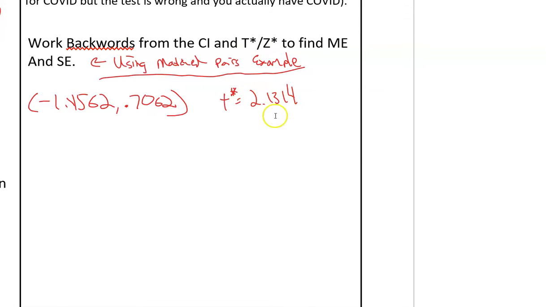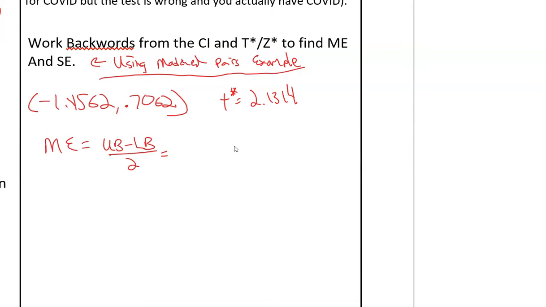You would find Z-star on that chart. But we're going to use T-star as our example here. And to find ME, you just have to know that conceptually, ME is how far you go from the middle in each direction of this right here. And how could I calculate the halfway point between these two? I could subtract them. It would be the upper bound minus the lower bound over 2.